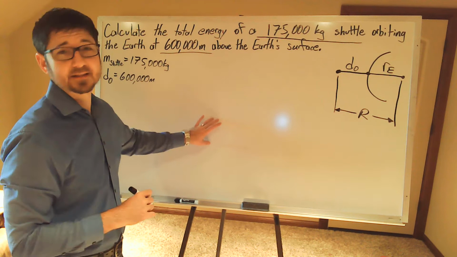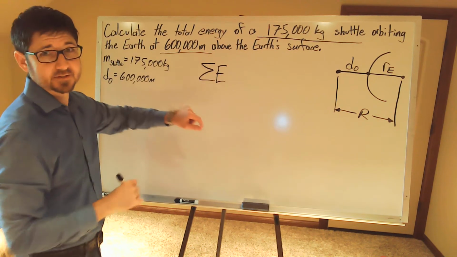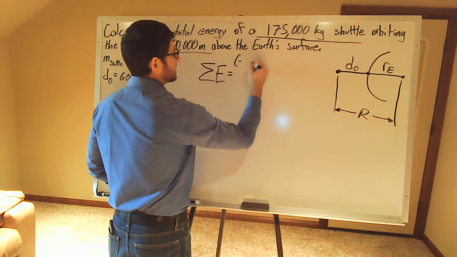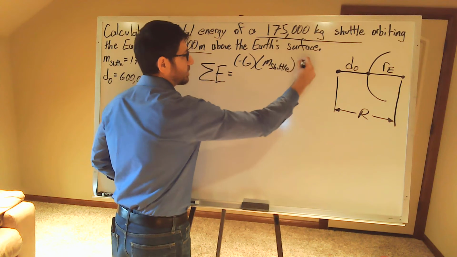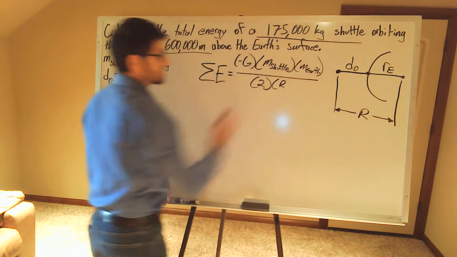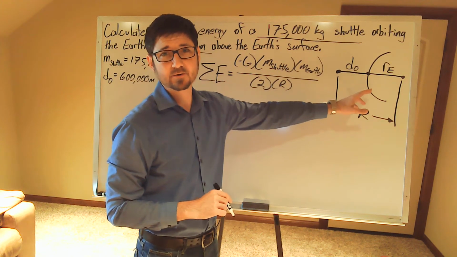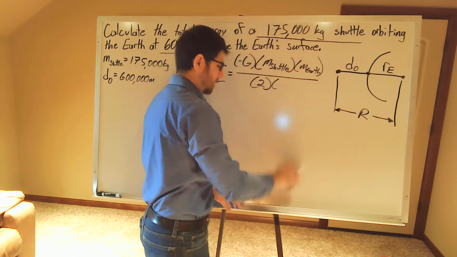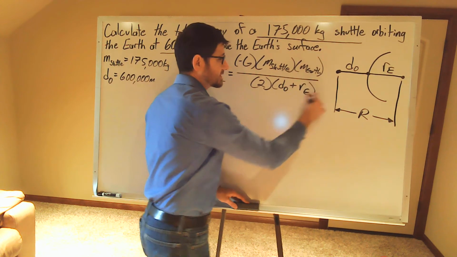Okay, so to calculate the total energy of our system, it's going to be sigma E. The Greek letter sigma means sum of, so the sum of the energy is going to be the negative universal gravitational constant times the mass of the shuttle multiplied by the mass of the Earth, divided by 2 times R. Now remember R is the sum of the radius of the Earth and the altitude, so this is the base equation. But instead of writing R, I'm going to expand it and say d sub 0, the altitude, plus the radius of the Earth.